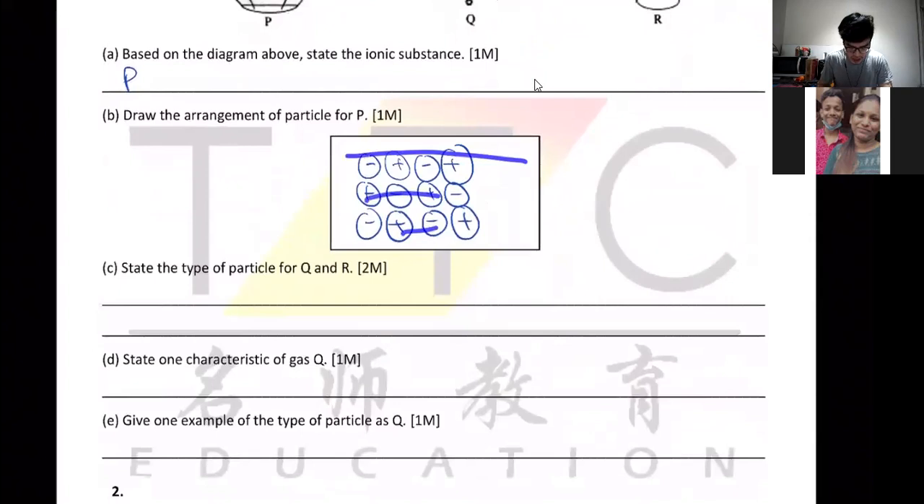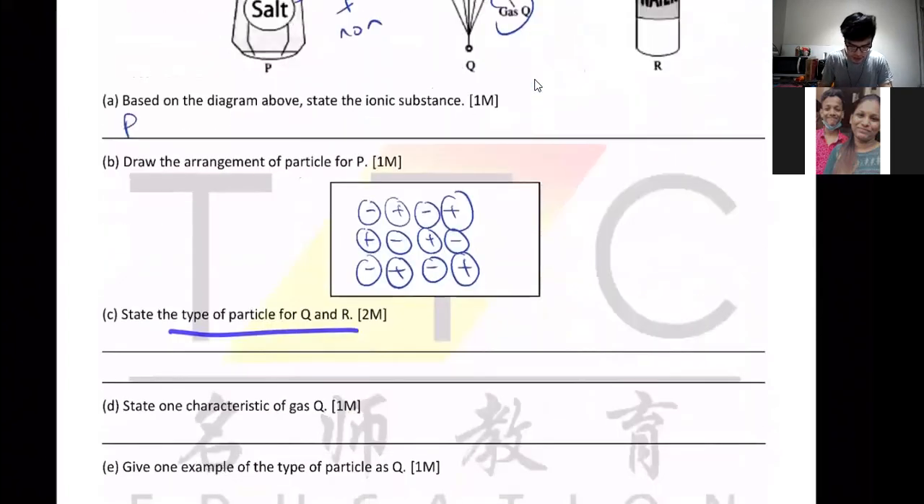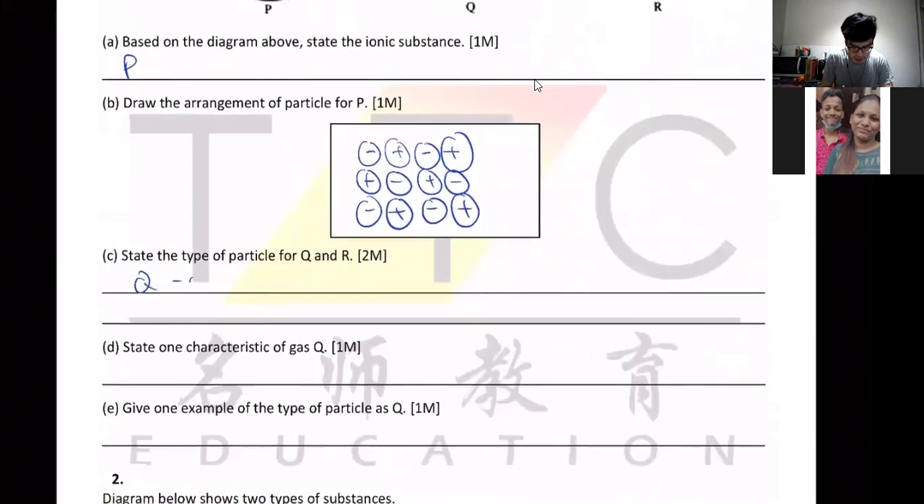So C, state the type of particle Q and R. I think I'll give you the answer already. Q is atom. R is your molecule.